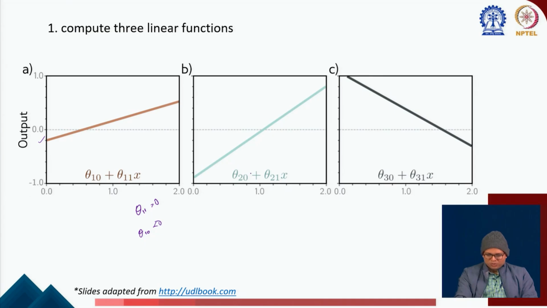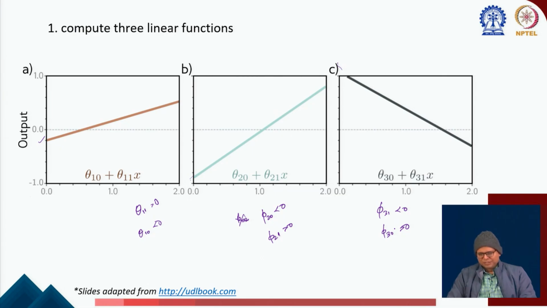Similarly, here theta 2 0, the y offset is negative, and theta 2 1 is positive, the slope is positive. In the third one, though, the slope is negative and the offset is quite positive, right? So you have some idea by seeing the equations. Fine. So you have 3 different lines. All these 3 linear regressions are 3 different lines.